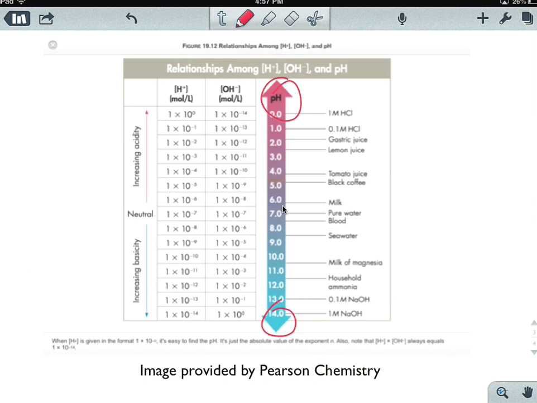Now, what we say is 7 is going to be neutral. Remember that. Anything that is 0, 1, 2, 3, 4, 5, 6, all the way up to about 6.9, that's going to be acid. And then anything above 7 is going to be a base. Just make sure that we know that, and you can look over some common acids and bases on this side over here.